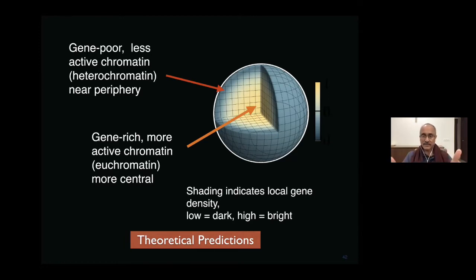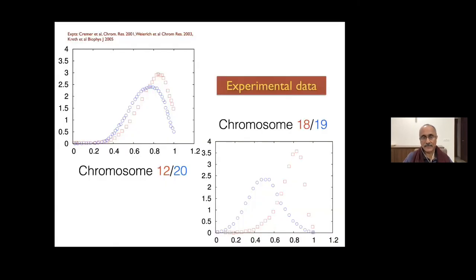If you did this in a cutout sphere representation, where the color represents the gene density, you can see more gene density towards the center, more genes to the center, and less gene density, fewer genes towards the outside where it gets darker. So that certainly works. The spatial separation of euchromatin and heterochromatin is something that comes out naturally from the model. We didn't have to do anything to get that.